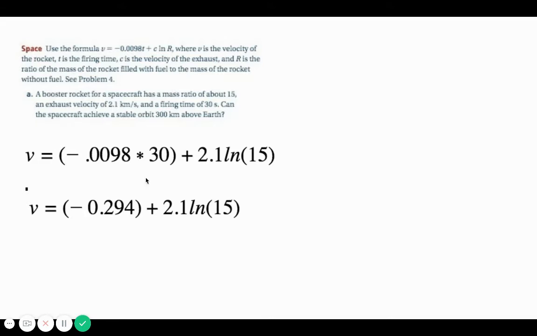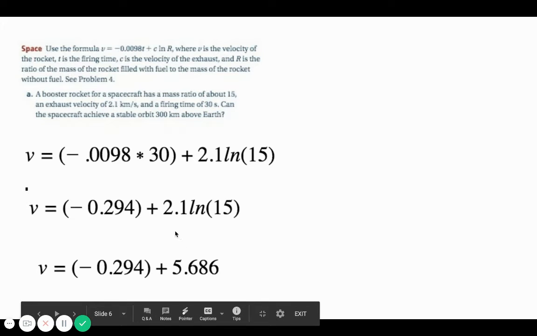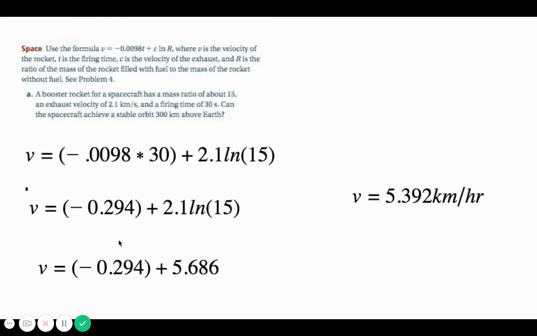So first we're going to do these two numbers because these are easy numbers. We're just going to multiply them and we get negative 0.294. And then when you plug 2.1 natural log of 15 into the calculator, you get 5.686. And next all you have to do is add these numbers. So you add the numbers together and you get the velocity of 5.392 kilometers an hour. So no, it does not reach 7.7 kilometers an hour. And we're done. We answered the question.